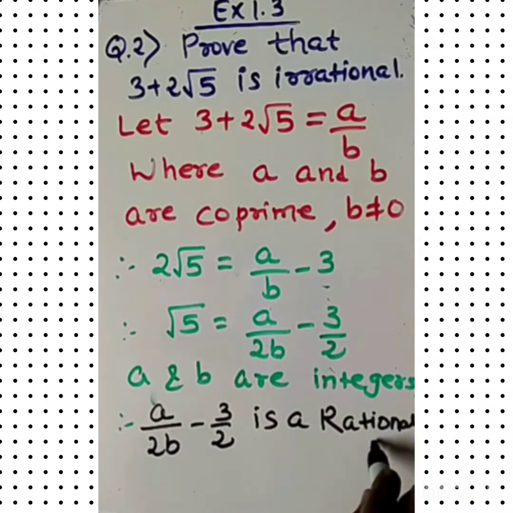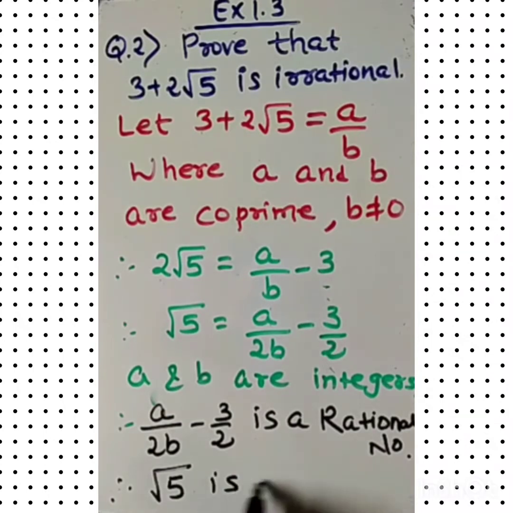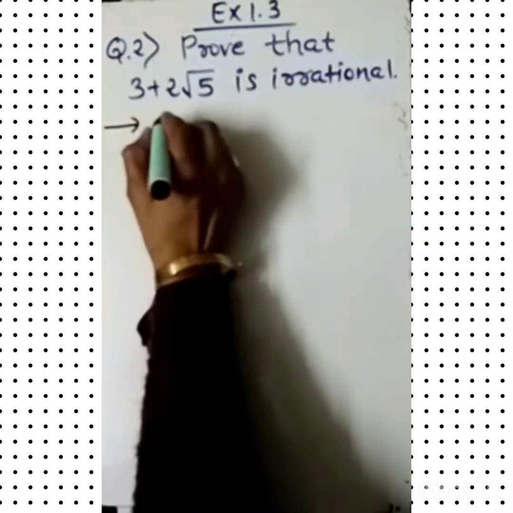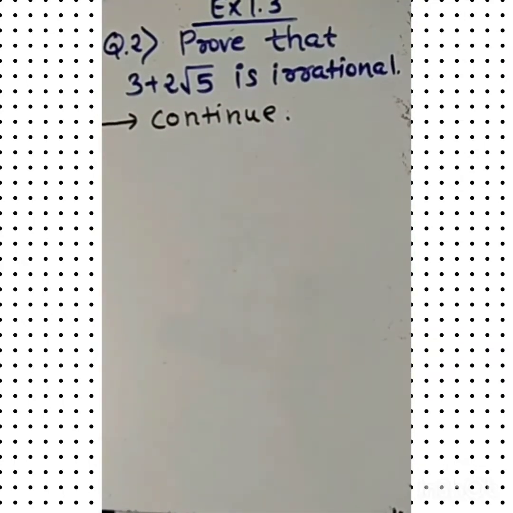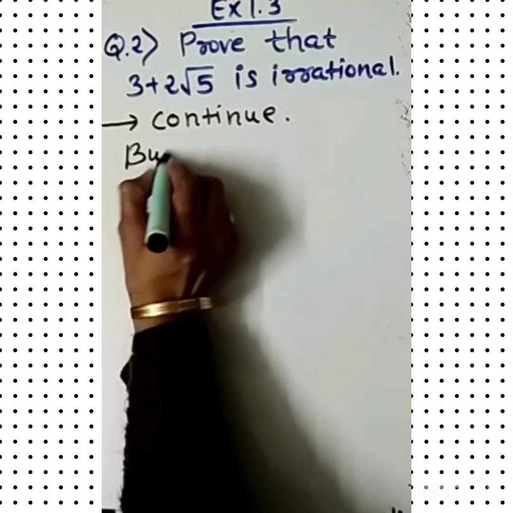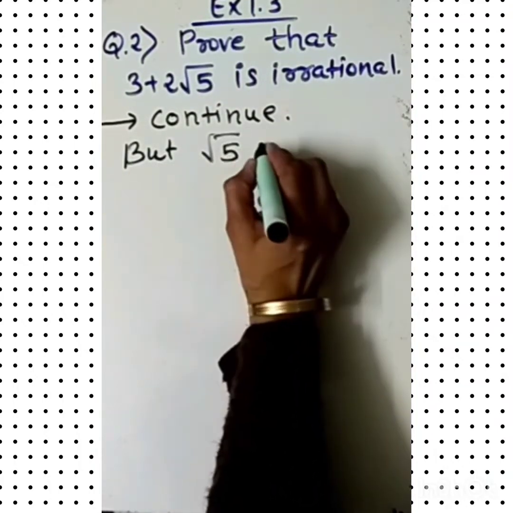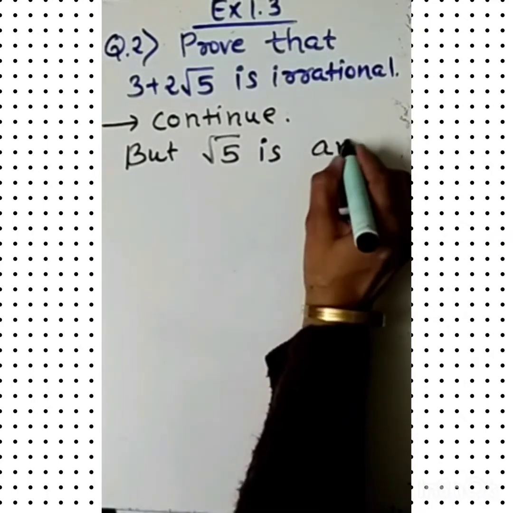If the RHS is a rational number, then of course the LHS is a rational number. So root 5 is also a rational number. Clear to you? This we are proving. These both are rational. Continuation of the same question: after proving that the LHS equals a rational, the RHS, root 5, is a rational number. But actually we know that root 5 is an irrational number.